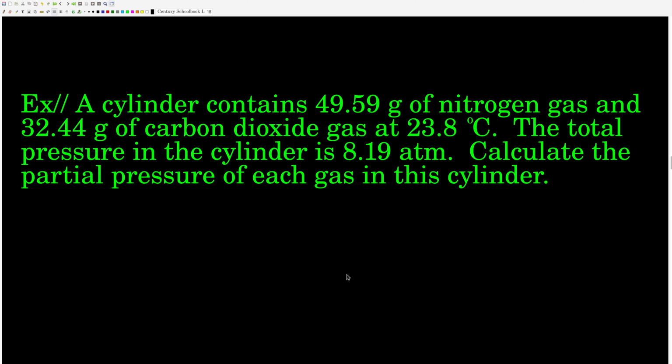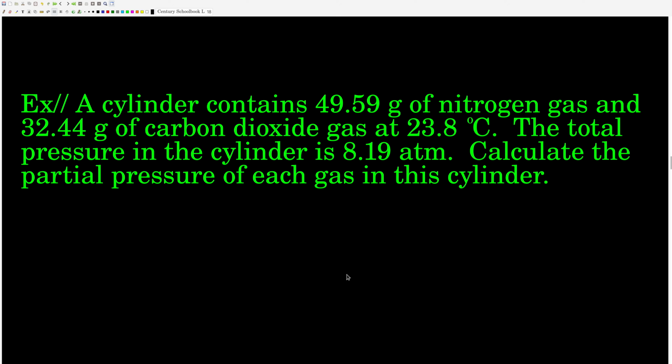So here we go, little example. We have a cylinder, so the volume's not changing. It contains 49.59 grams of nitrogen gas and 32.44 grams of carbon dioxide gas at 23.8 Celsius.